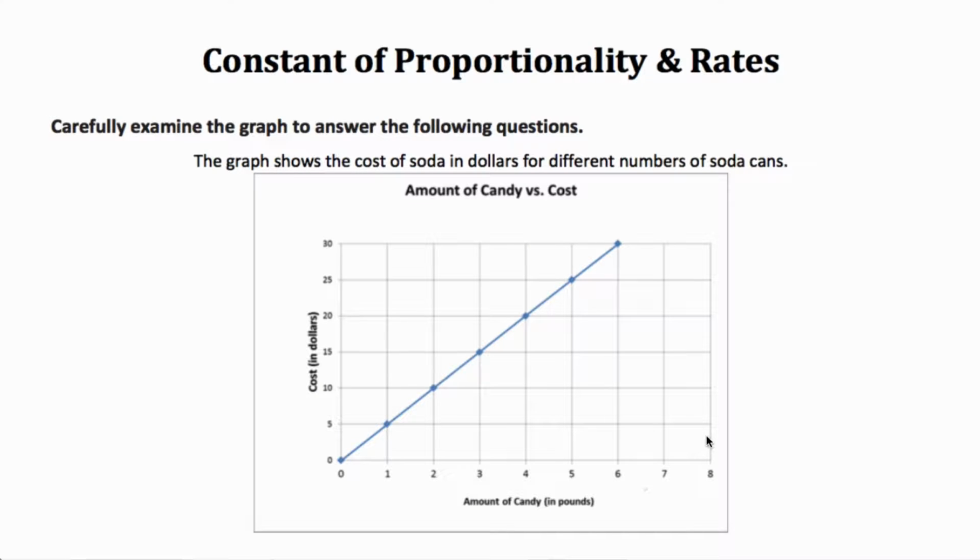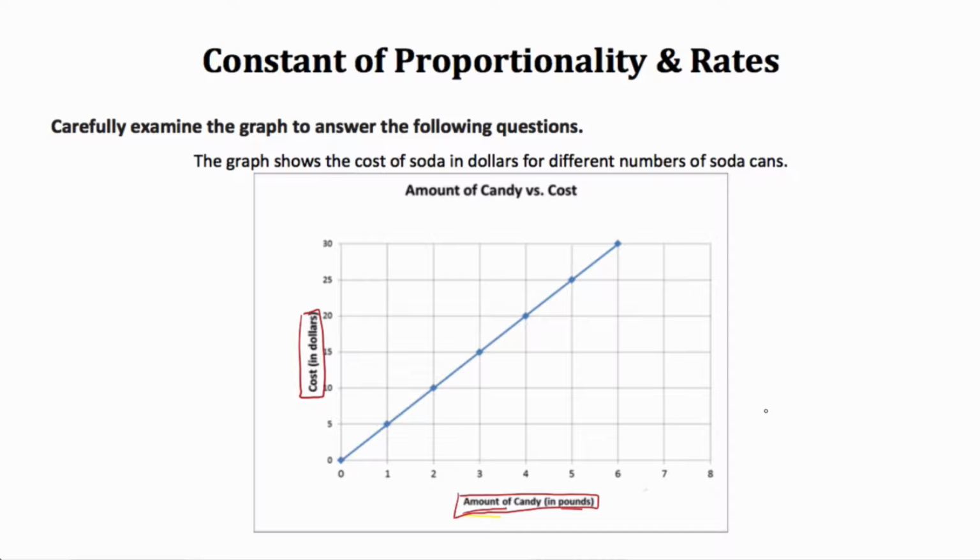All right, let's take a look at the homework for this week. These are reviews from last unit, so let's take a look at the graph, and it asks us to think about the amount of candy and the cost in dollars for the amount of candy in pounds, right? So here's our y-axis, that's our cost. Here's our x-axis, that's the amount of pounds we're buying of candy.